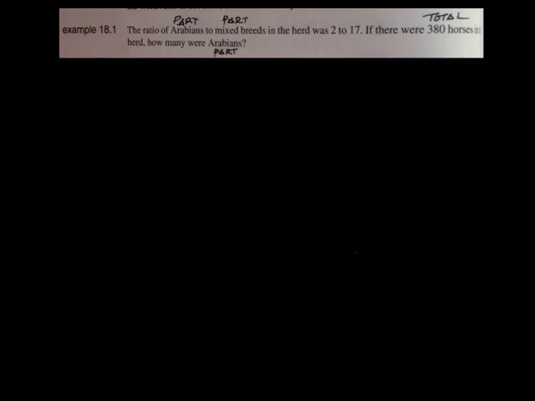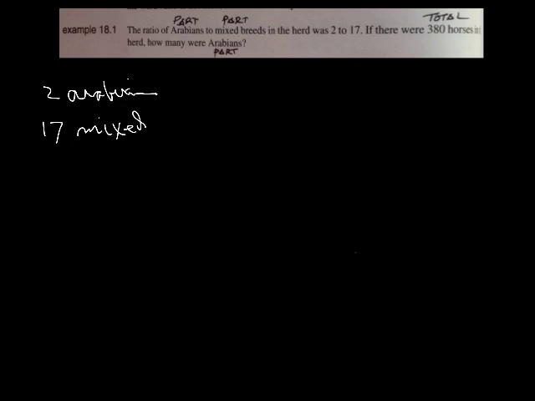Alright, it helps me to put up here that you're dealing with parts and sometimes you're dealing with totals. So in order to set this up, let's see what we've got here. We have 2 Arabians and we have 17 mixed. And I know that because Arabians shows up first here. This number will show up as the ratio of Arabians. This is 17, shows up second, this shows up second. So they show up in the same order, so that should help you.